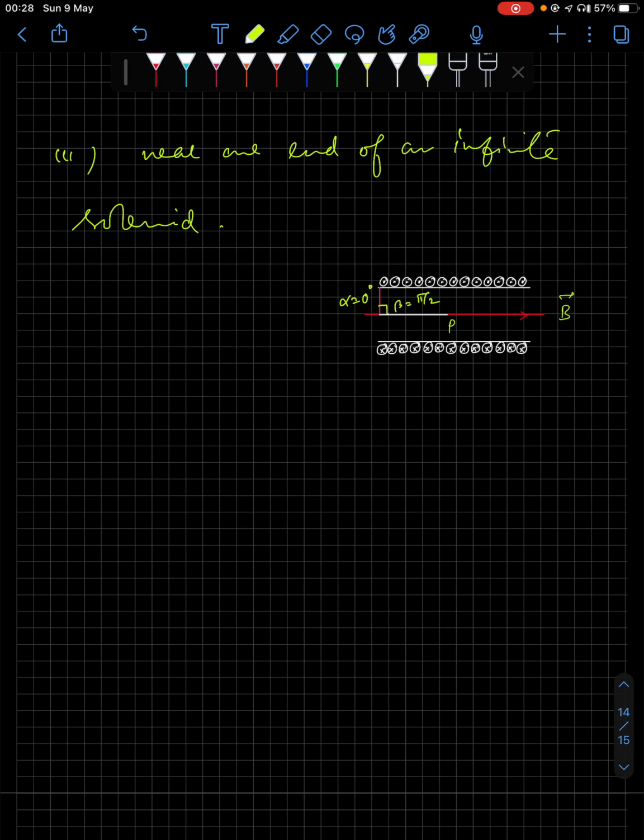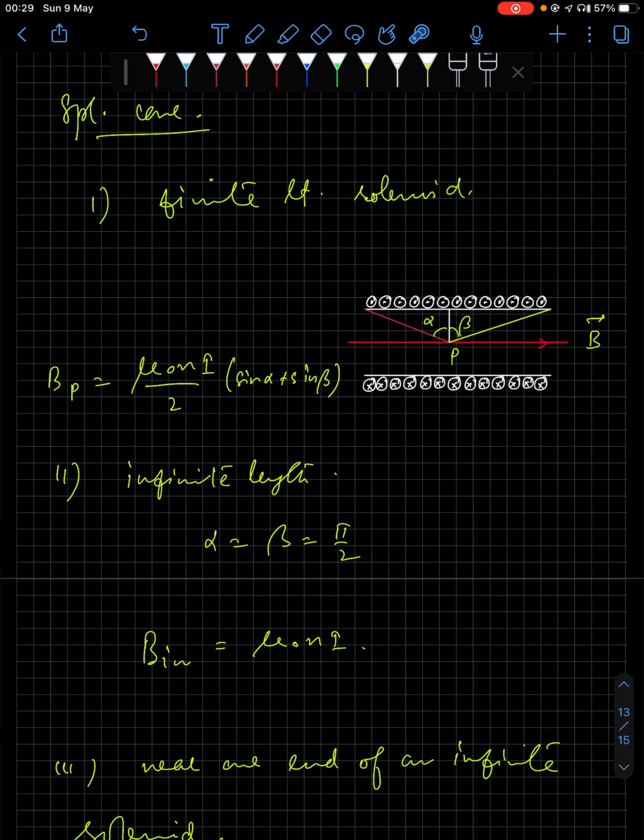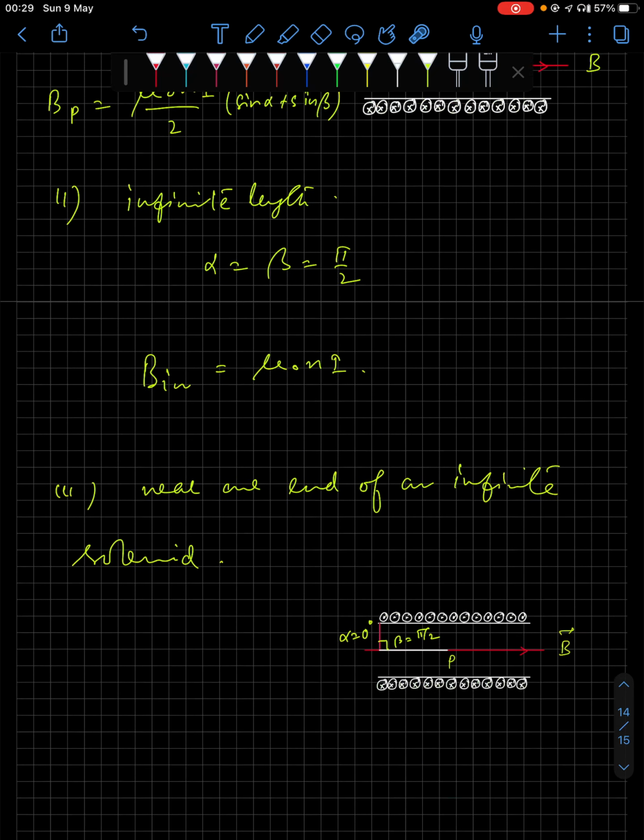So you see, in such a situation, alpha will become 0, okay? Near one end, we are considering this left end. So alpha will become 0 and beta will become 90. If you look at this diagram, if you get this point here, right? Since it is one end, alpha will become 0. This line will coincide with the vertical, making alpha 0, and beta will become 90 degrees.